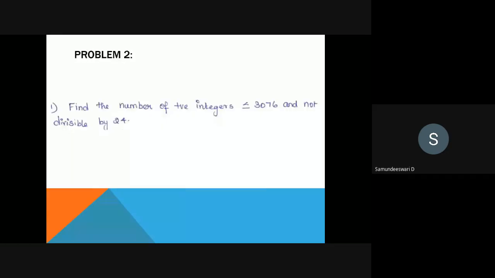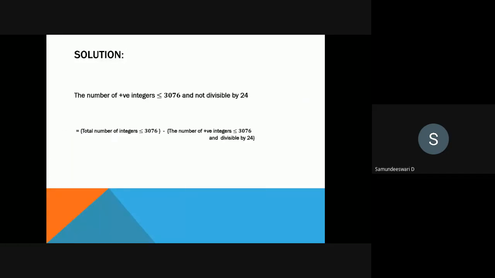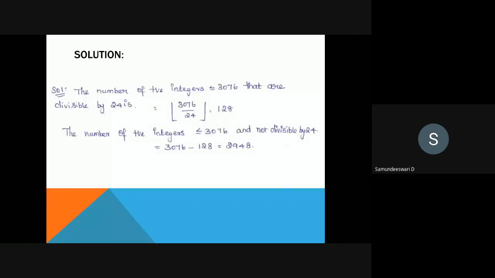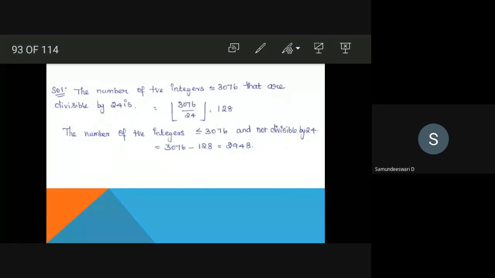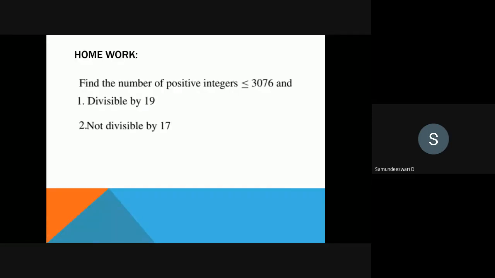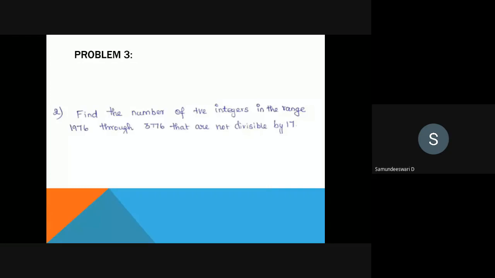The next problem is "not divisible by". Not divisible by means the answer is the total number of integers less than or equal to that particular number, minus the number of positive integers less than or equal to that particular number and divisible by 24. This is an important problem because it is a 4-mark problem. Why do I often say that we have a 2-mark or 4-mark? Suppose in number theory an 8-mark problem is asked as 4 marks. In that case you may get this problem as a 4-mark problem.